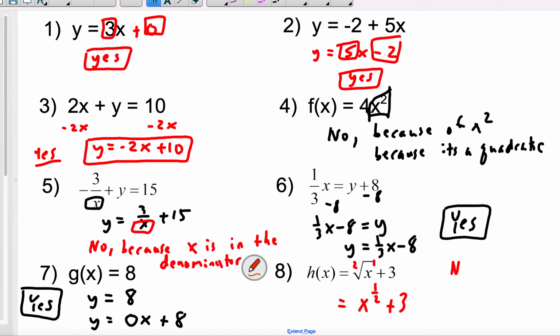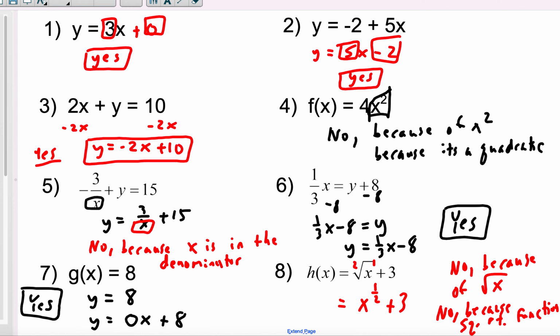And so most people will say no because of the square root of x. Another way of saying this is a square root function, if you'd like to say that. Or you could say x to the 1/2. It's not x to the first, it's x to the 1/2 power. So however you want to explain that.